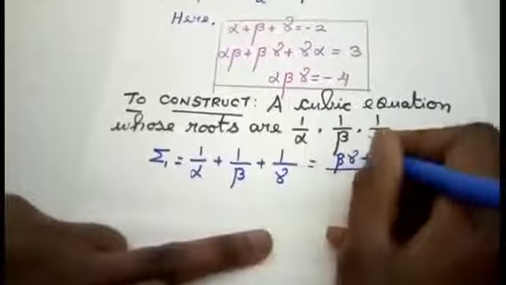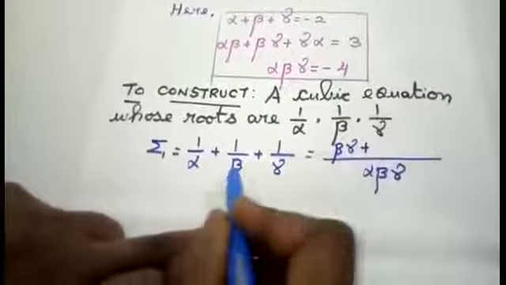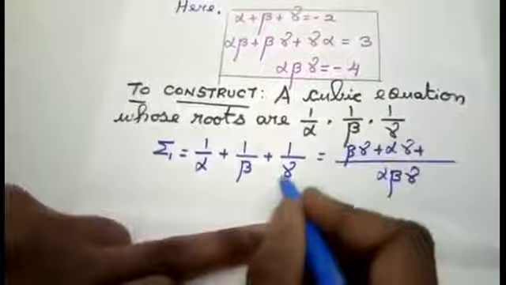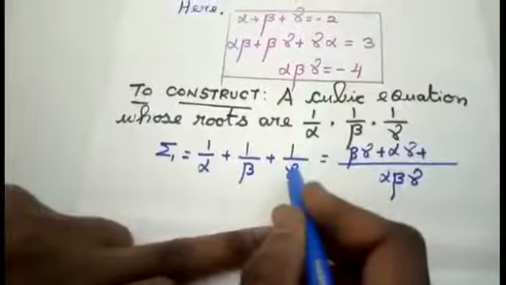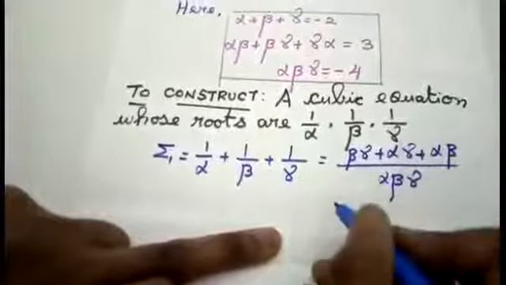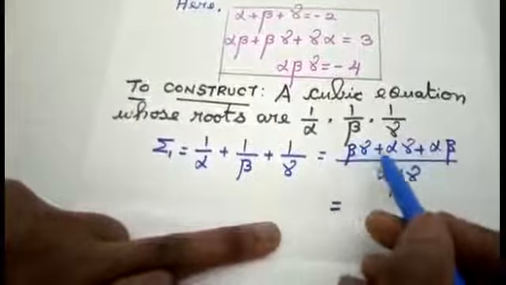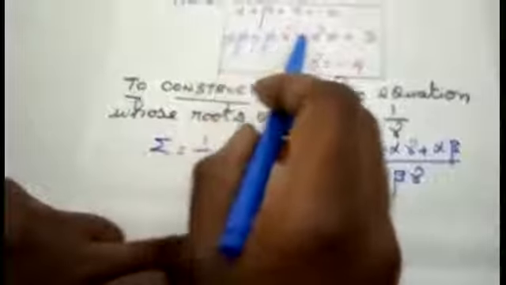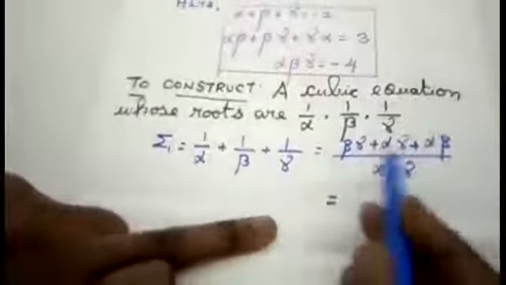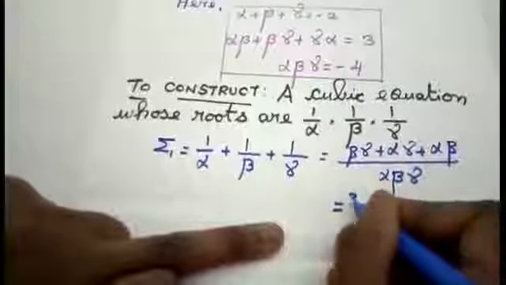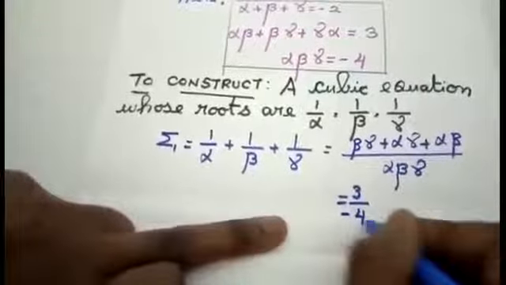Beta and gamma, plus the second one, we have beta, so alpha, gamma is missing, plus the third one, we have gamma. What is missing here? Alpha, beta. Now, just see here, students. For this numerator part, what is the value? 3. And for the denominator part, alpha, beta, gamma, I have the value minus 4. Just substitute the values, that is 3 divided by minus 4.